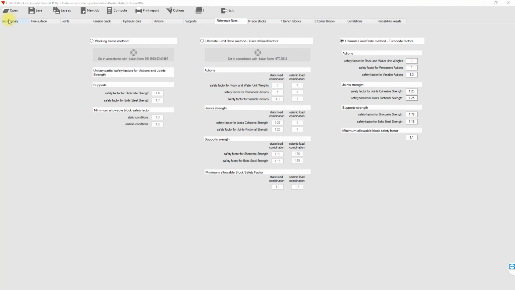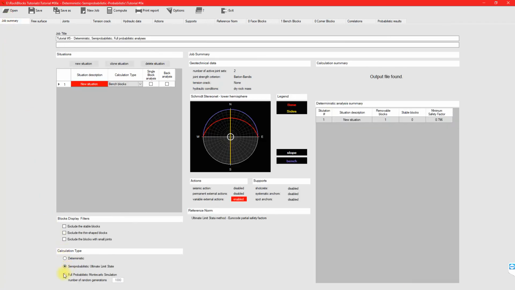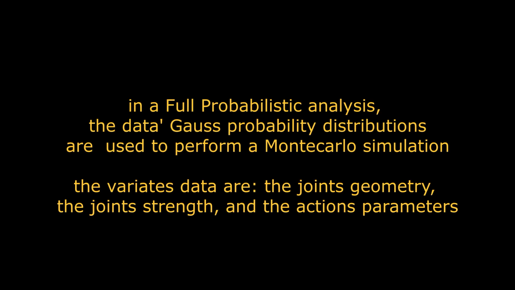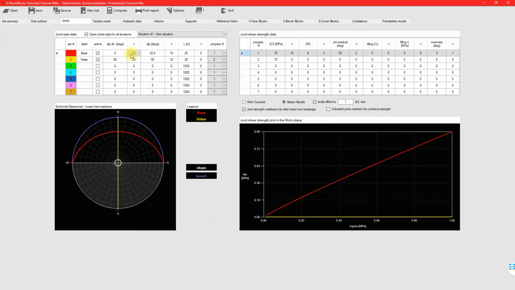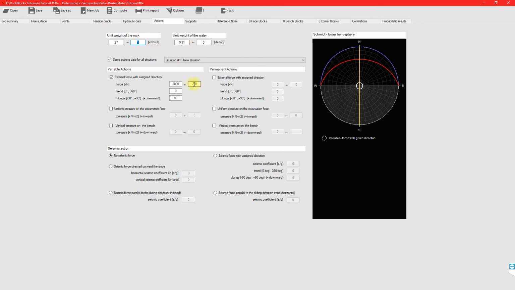Full probabilistic analysis. Select the full probabilistic Monte Carlo simulation option. In a full probabilistic analysis, the data Gauss probability distributions are used to perform a Monte Carlo simulation. The variates data are the joint's geometry, the joint's strength, and the actions parameters.